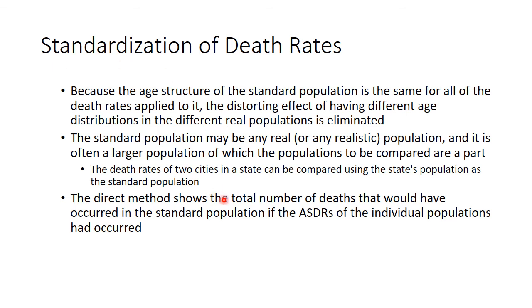So that direct method is going to show us the total number of deaths that would have occurred in the standard population if the ASDRs of the individual populations had applied, right? So we're basically saying, if you took these numbers and applied them to the whole population of the state of Florida, for instance, this is what it would look like based on Orlando's data versus Jacksonville's data. Then we can see what the death rates look like between the two, and on a standardized basis, which one has higher death rates.